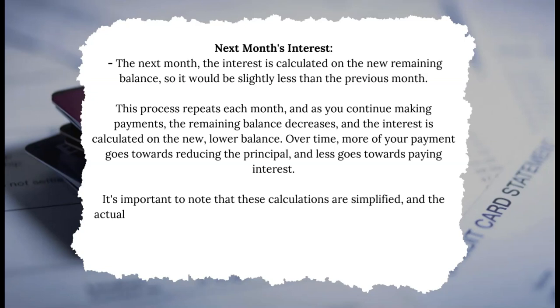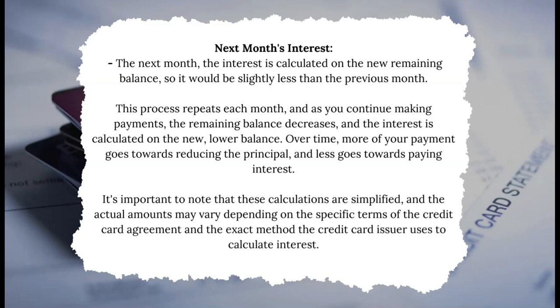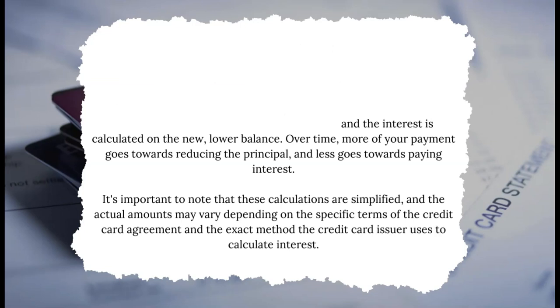It's important to note that these calculations are simplified and the actual amounts may vary depending on the specific terms of the credit card agreement and the exact method the credit card issuers use to calculate their monthly interest. So it's very important that you look at your financial terms and agreement statement when you apply and when you get those new credit cards, when you're doing any type of agreement with a credit card for a balance transfer or just getting a new card. Okay?